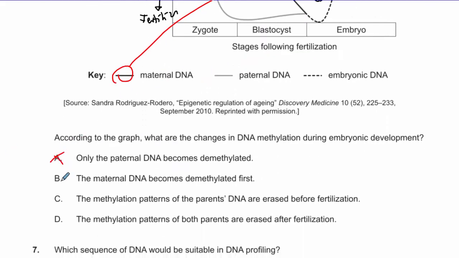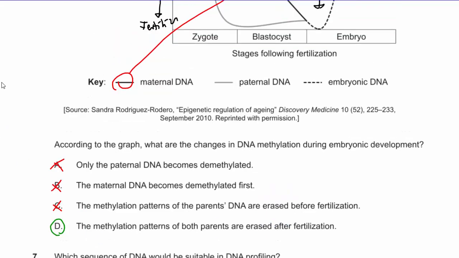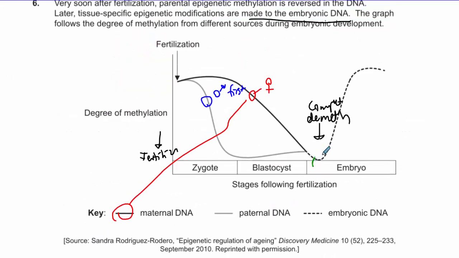So we can cross out the first three as wrong, and then of course the last one must be correct. But why? The methylation patterns of both parents are erased after fertilization, and yes, that is true because we see here they are erased, and that is indeed after fertilization.